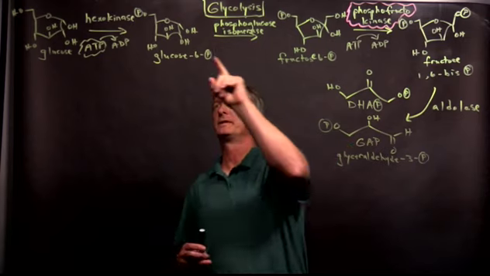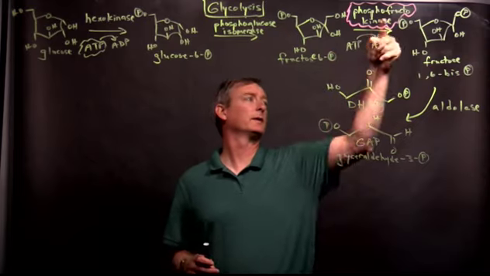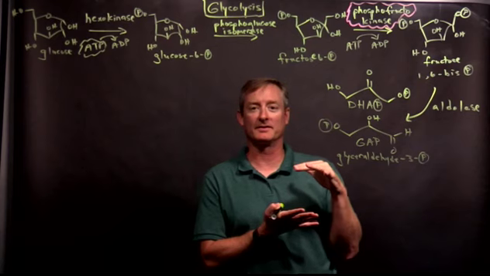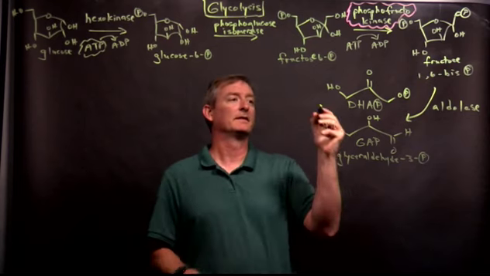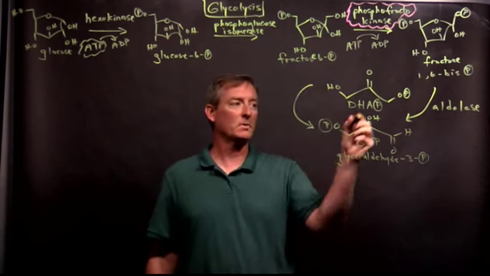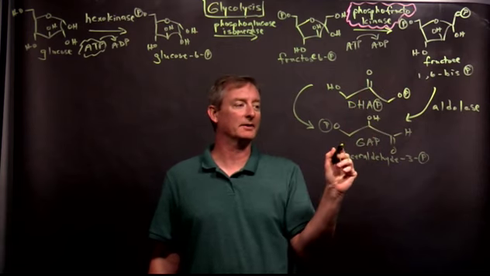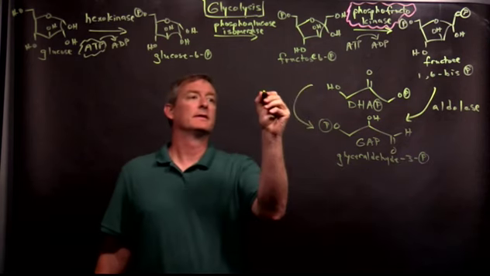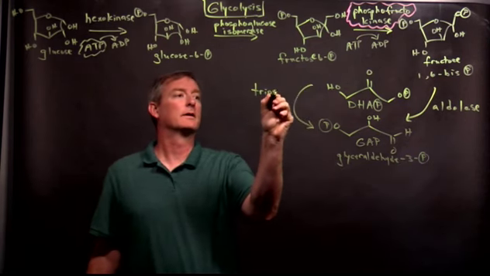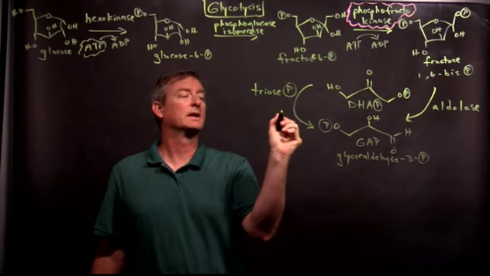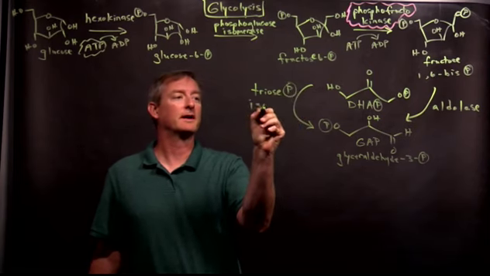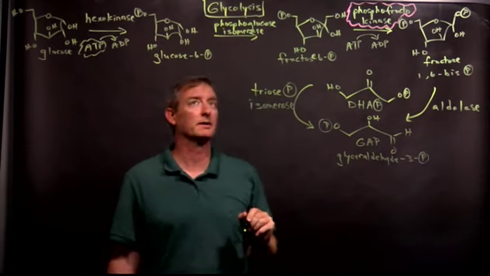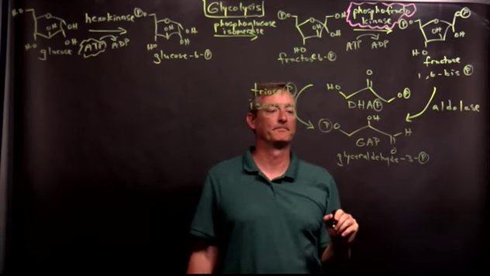Now, how many steps have we done? 1, 2, 3, 4. We've only got one more step in the first half of glycolysis, the energy investment phase. And this step's pretty simple. We're going to convert one of these DHAP molecules to a second molecule of GAP, right? And this is conducted by triose phosphate isomerase. And so we've got another isomerization reaction, just like we did up here as we went from glucose to fructose.